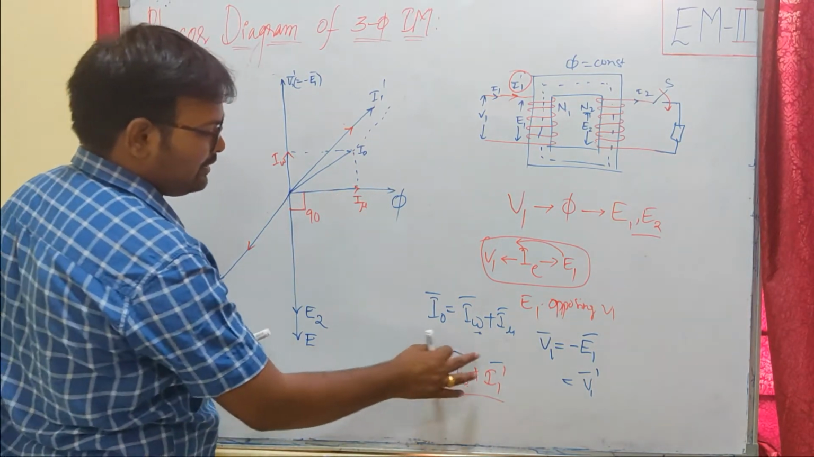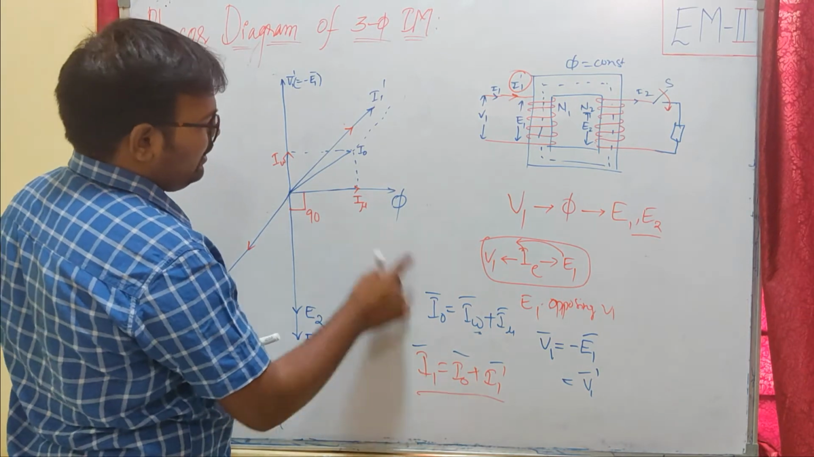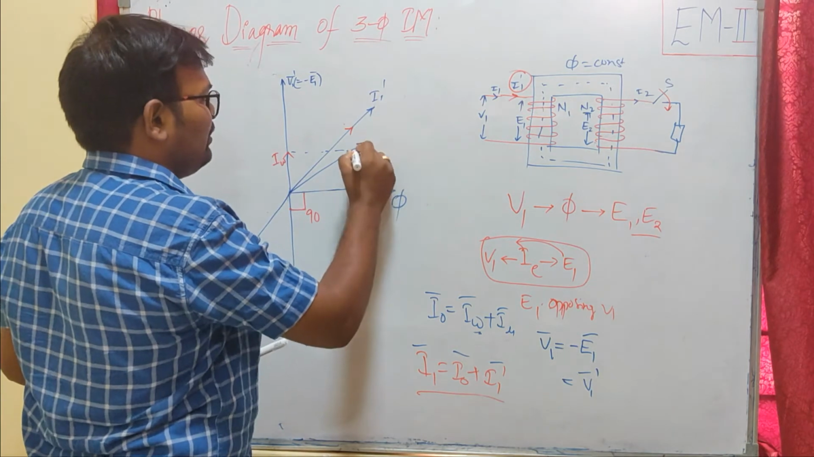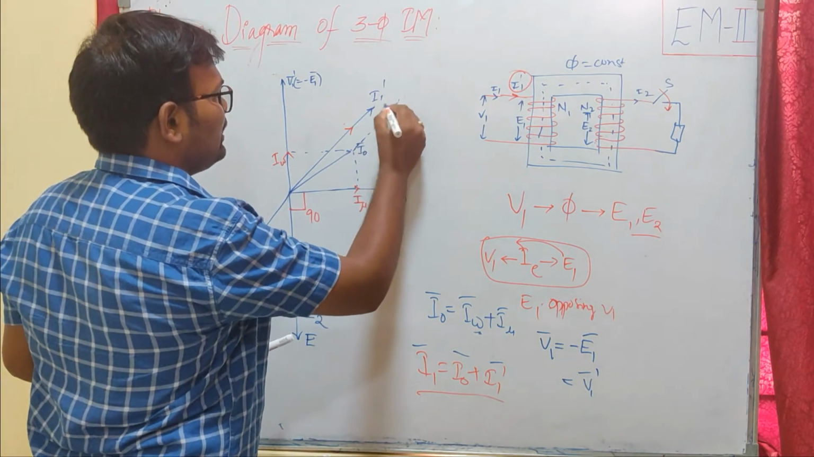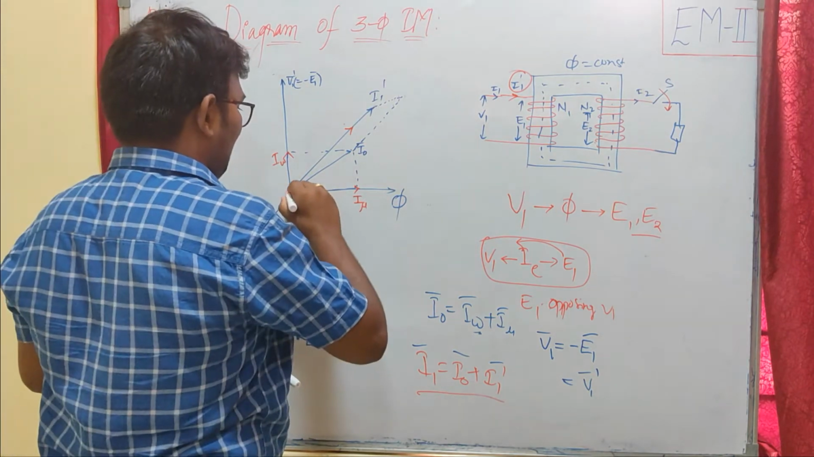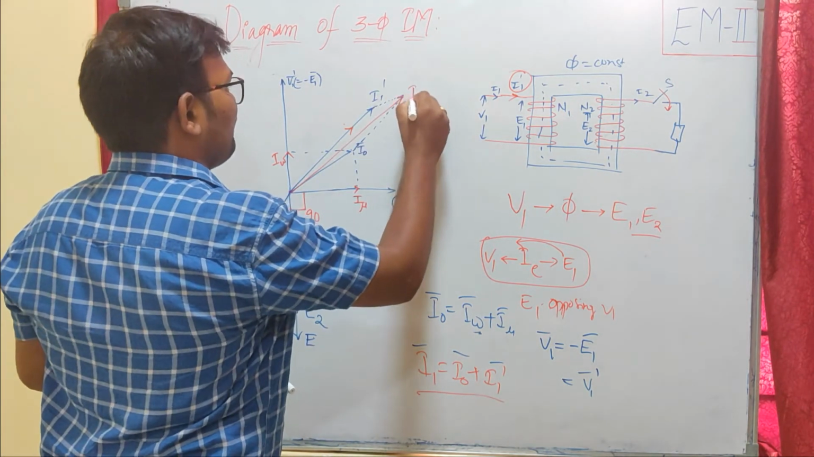This bar indicates the phasors. I1 bar equals I naught bar plus I1' bar. That means the phasor sum of these two vectors will give us the primary current, that is I1 here. This is my primary current I1.